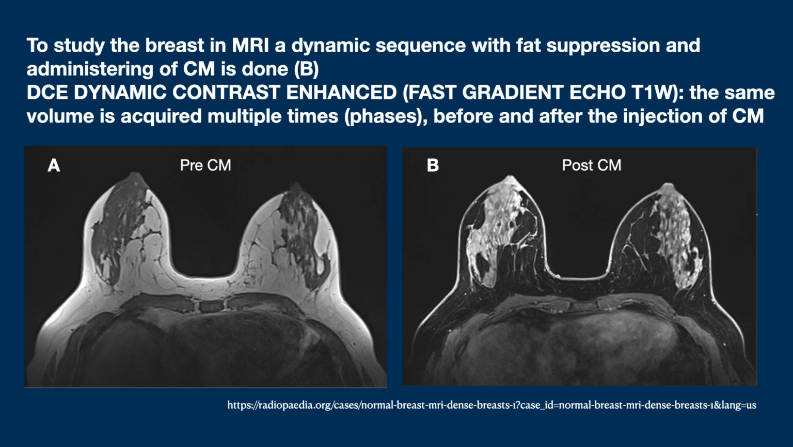In MRI, moreover, not only so-called morphological sequences are acquired, but also sequences such as this one you can see in image B, called the dynamic sequence, after injecting a contrast medium. It is a 3D sequence in which the same volume is acquired, but in different phases, one after the other, the first without CM, the following afterwards. The two sequences here are both T1 weighted. The dynamic one has special features, actually, and the fat in the second one, the dynamic, must be suppressed.